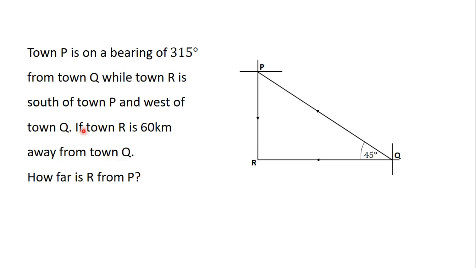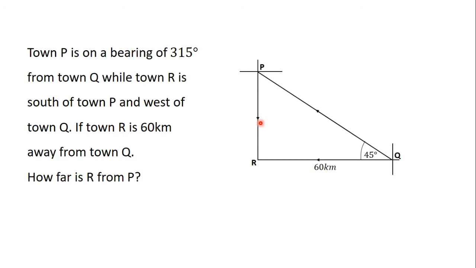It goes on to say that town R is 60 kilometers away from town Q. What it means is that the distance between town R and town Q is 60 kilometers. So from town R to town Q is 60 kilometers. How far is R from P? So you have to find the distance between town R and town P. So we need this distance, PR or RP.